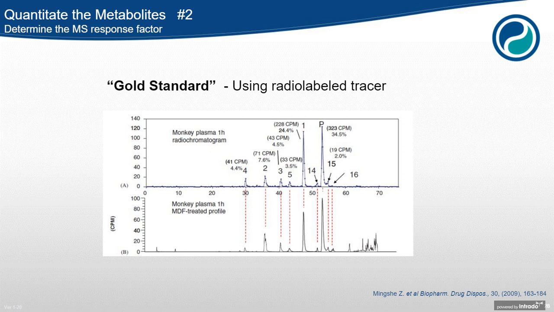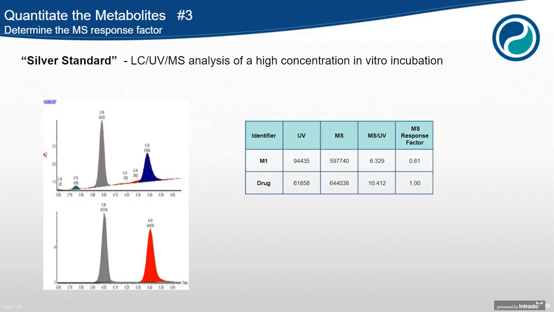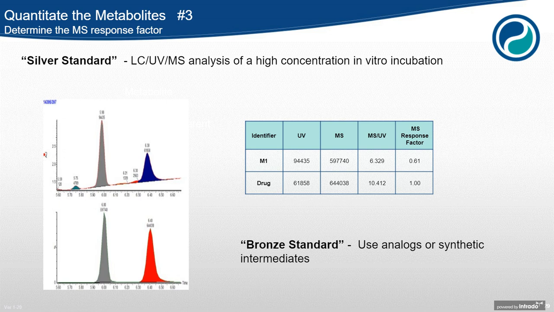What we sometimes end up falling back on is what we call the silver standard, which is the use of UV. So we would take the compound of interest, we would incubate it, again at higher concentrations, and use that incubation to provide UV versus mass spec comparative data to generate a response factor. And if none of these are available, if your drug does not have a chromophore, you then may need to use analogs or synthetic intermediates to be able to conduct something of this nature. Luckily, we've never got down to that level to date. Next slide, please.